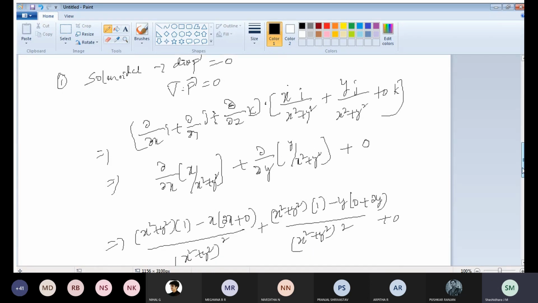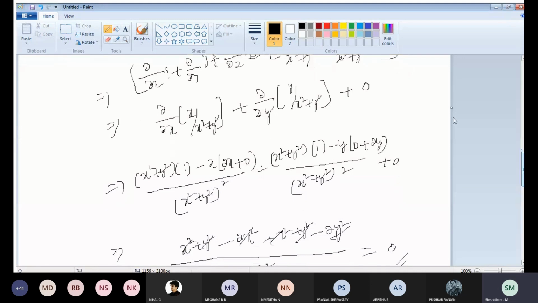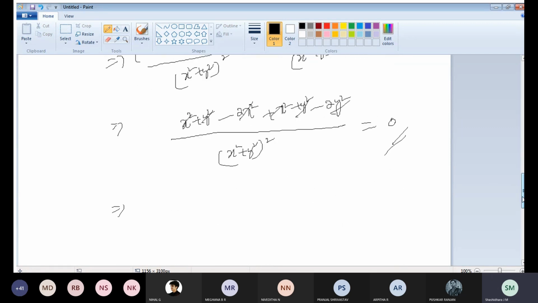So here we need to apply the quotient rule, that is the u by v rule. What is the u by v rule? v into differentiation of u minus u into differentiation of v, by v square. So similarly, for the first term also you have to apply the u by v rule. In the second term also you have to apply the u by v rule. So here, while differentiating with respect to x, y is a constant. So with respect to y, x is a constant. And simplify, you will get the required result, that is 0.